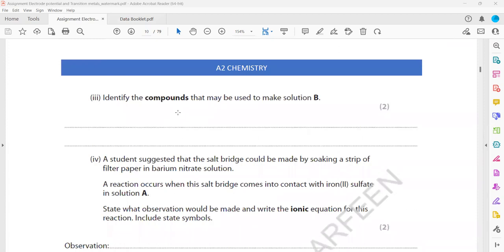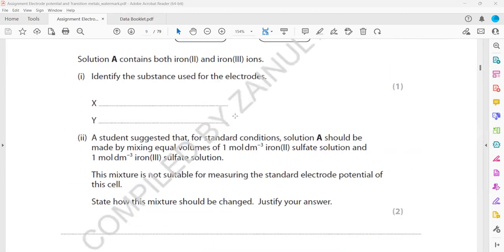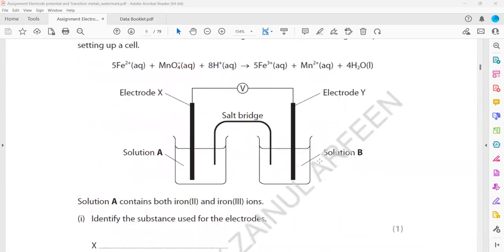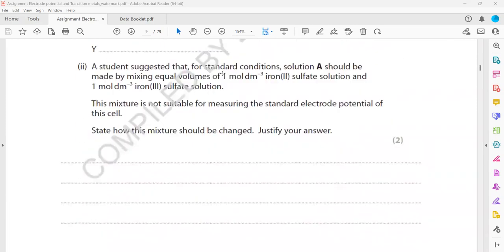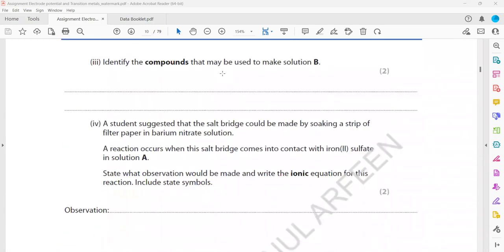Identify the compound that may be used to make solution B. So we want to make solution B. We want KMnO4 and a manganese. So what we should mix? We want manganese 2 also, and we want manganese Mn plus 7 also. So which compound has Mn plus 7? That is KMnO4.